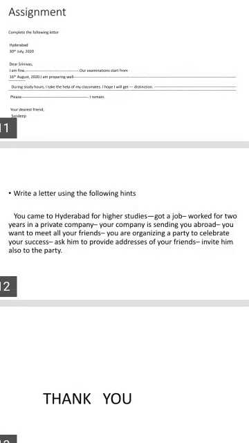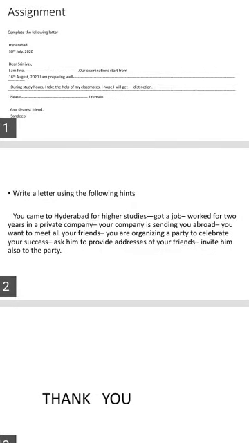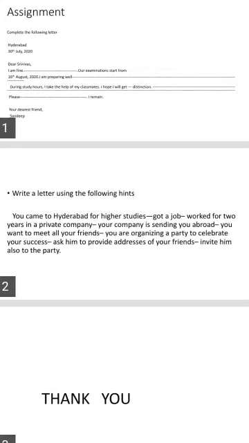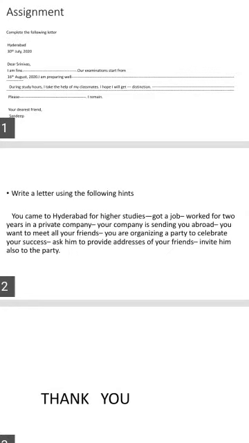Next, you can write condolence letter to your friend who has lost his father. How do you write? You can write like this. Right side top corner, H-67, Saket, Vishakhapatnam, July 30th, 2020.